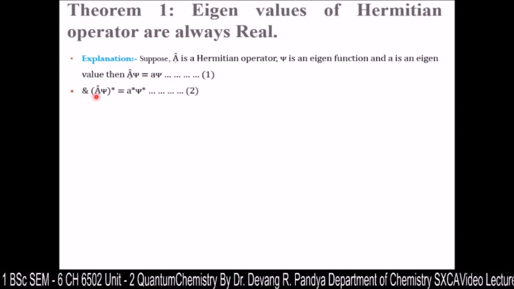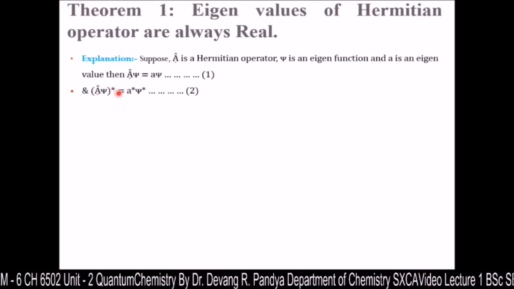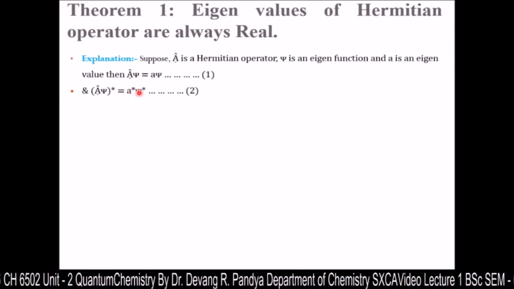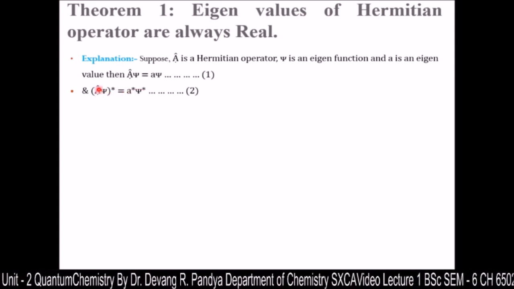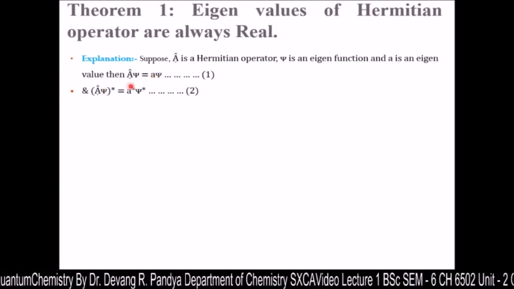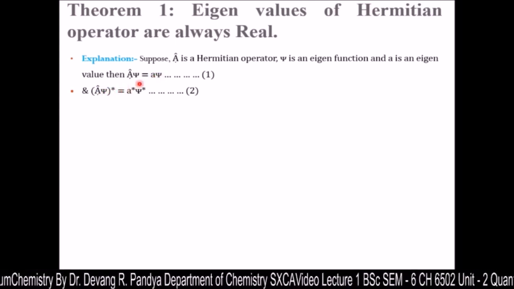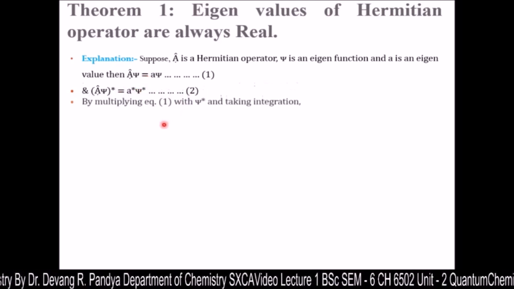And (Aψ)* is equal to A*ψ*. When you remove the bracket, you get the operation done on ψ. You'll get Aψ and its complex conjugate, so A*ψ*. This is equation number 2.